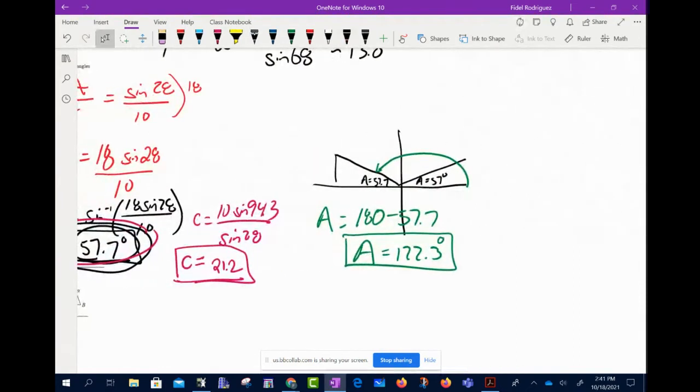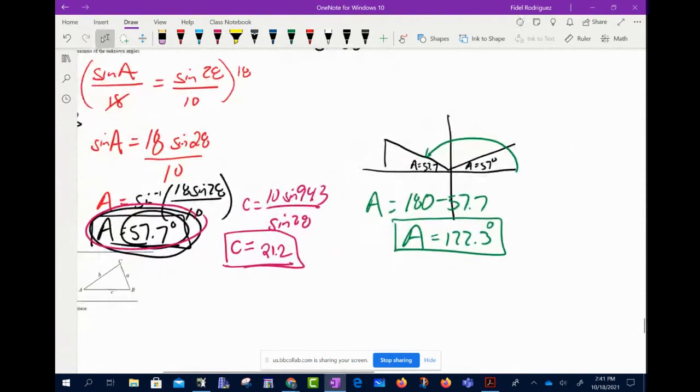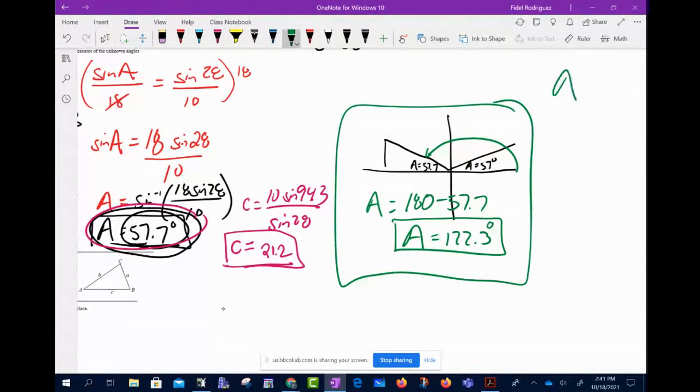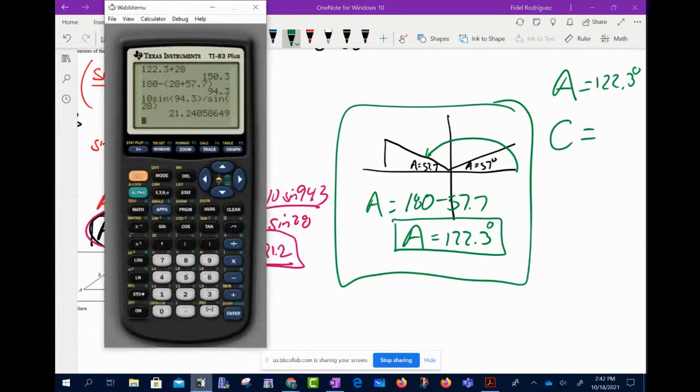Okay, let's go through and find our second triangle. So in the second triangle, in triangle 2, we know that angle A is 122.3 degrees. We can find angle C, and remember how we were finding angle C? We said we had 122.3 and we were going to add the 28 degrees from angle B, and then we're going to subtract that from 180.